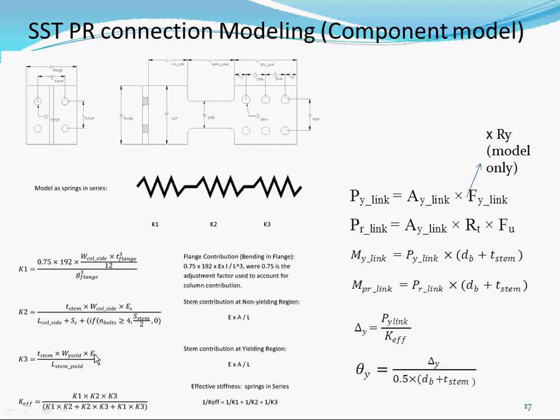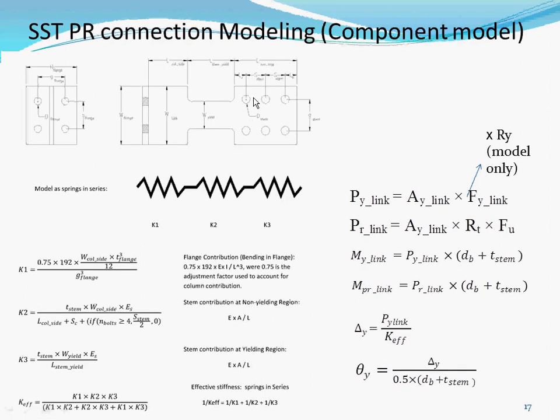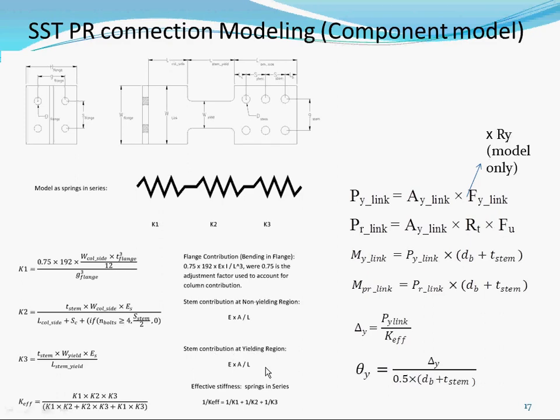The second term and the third term are axial. This is the non-yielding region, these regions here, and this one is the yielding region, the contribution of this yielding region. So K is just EA over L, right? EA over L is your K. L is the length of the yield link. A is just the thickness times your width. This is the width, this is the thickness. E is just E. So this is EA over L.